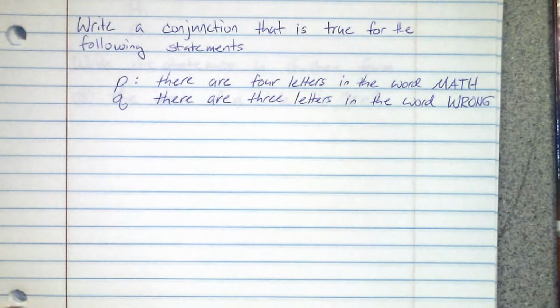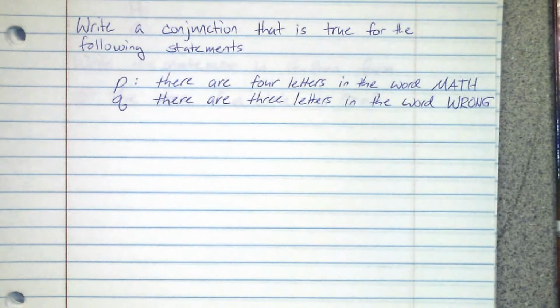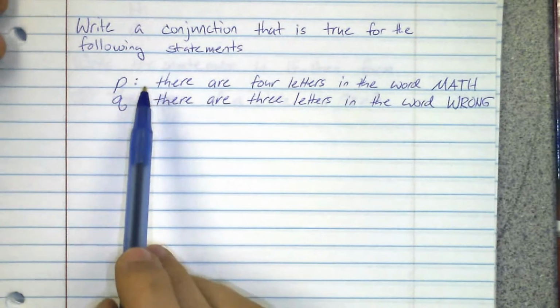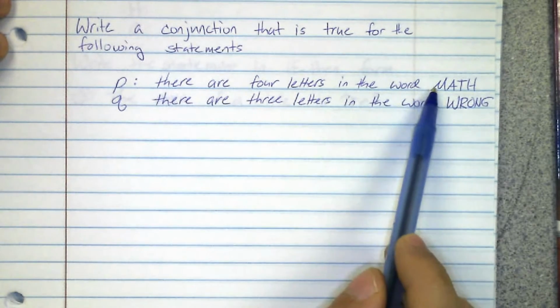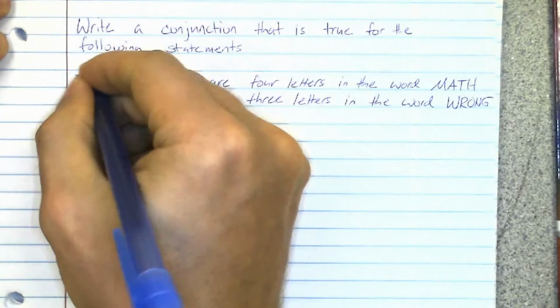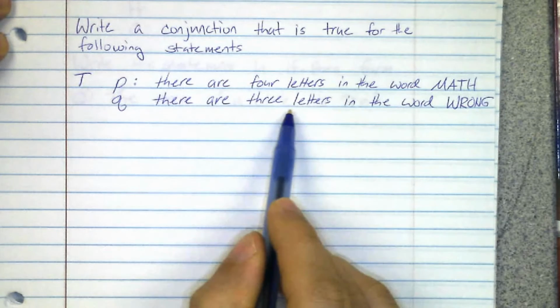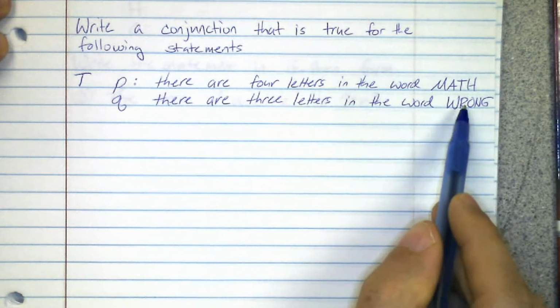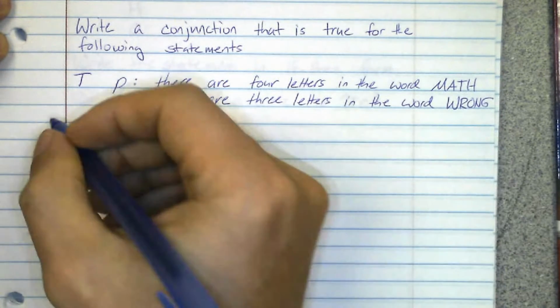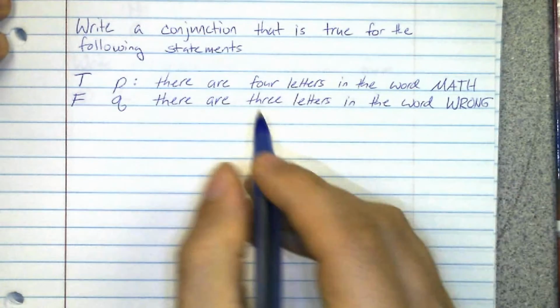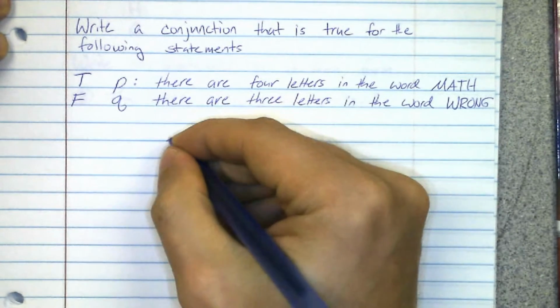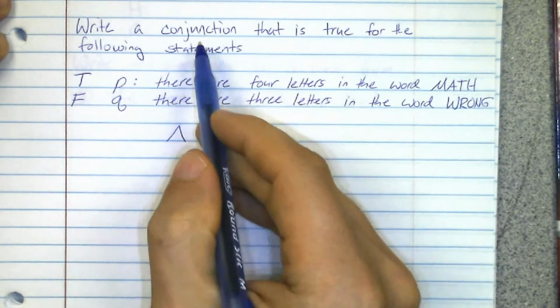Okay, take a look at this. Press play when you think you have it. Okay, so first of all, in order to do this, let's take a look. Statement P, there's 4 letters in the word math, 1, 2, 3, 4, yay, that's true. Right here, there are 3 letters in the word wrong, 1, 2, 3, nope, wrong. So that's false.